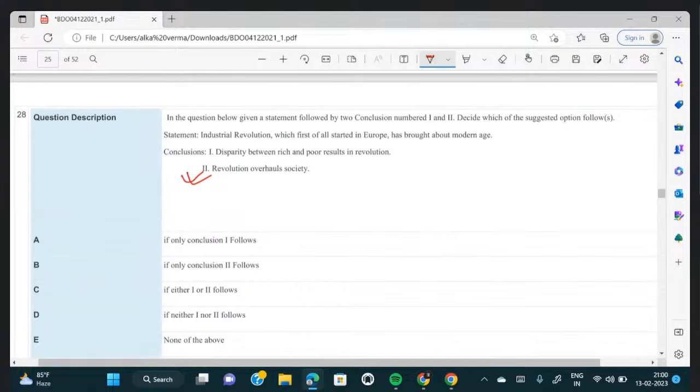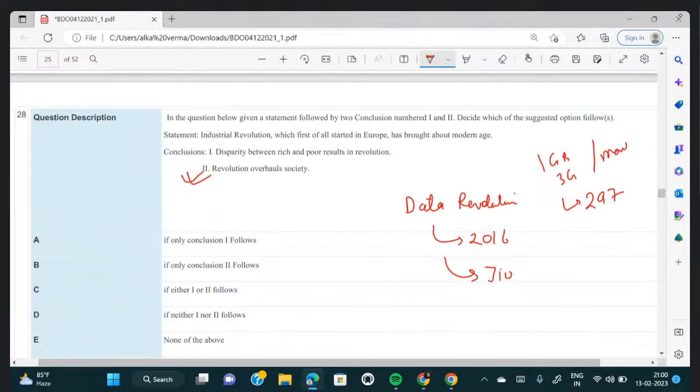For example, we have the best example in front of us, live example, that is, you can say in India we had a data revolution, which came in 2016. Why? When Jio was launched. Earlier, a 1 GB 3G pack of Vodafone Idea or whatnot was 297 for 1 GB 3G per month.